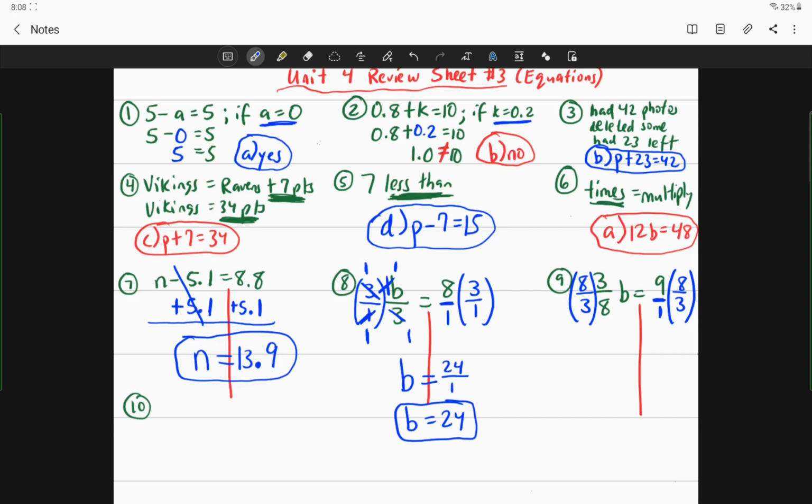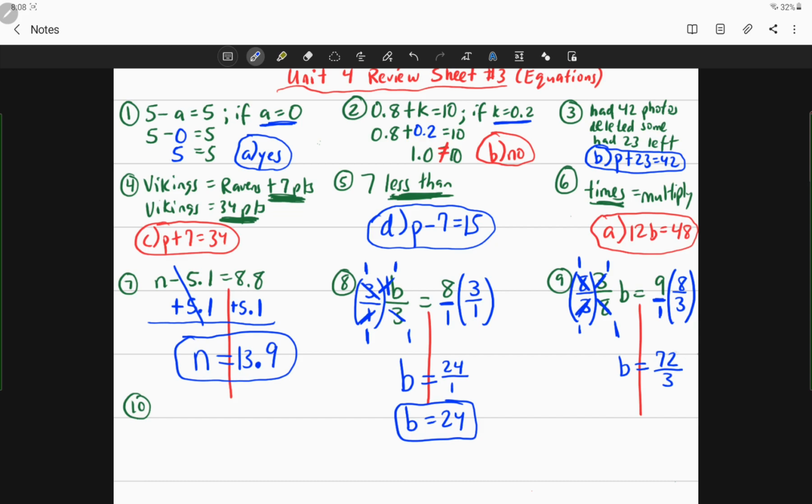So again, same concept. We can just cross cancel. 8 divided by itself is 1 and 1. Same idea, 3 divided by 3 is 1 and 1. Again, we don't need to bring down the 1's, but we do need to bring down our variable b. So it's going to say b equals. Now let's multiply our numerators. 9 times 8 is 72 over. Multiply denominators. 1 times 3 is 3.